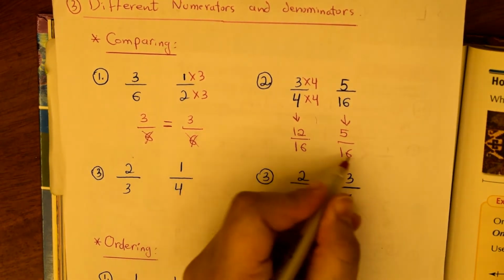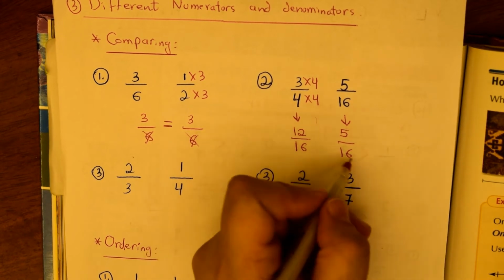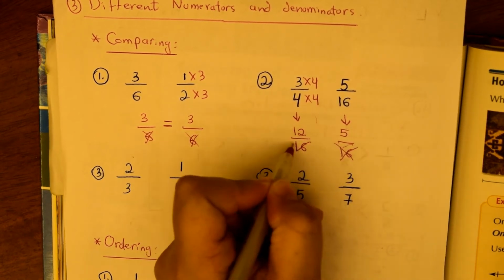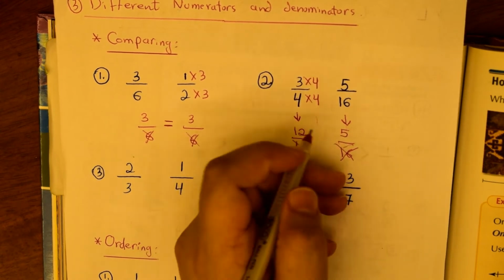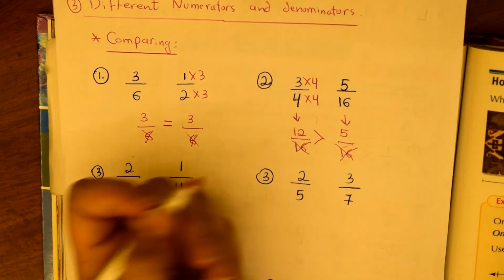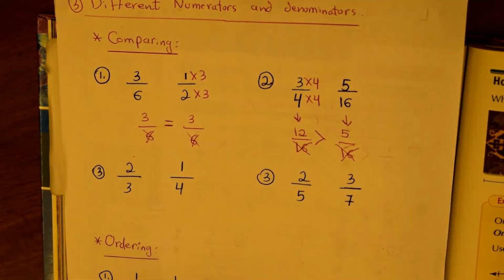Now I have common denominators. Then now I can compare. I will cross the denominators, then I will say which one is greater, 12 or 5. 12 is greater than 5, then 12 over 16 is greater than 5 over 16.